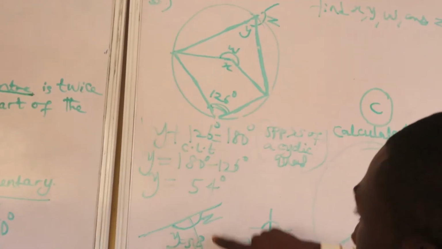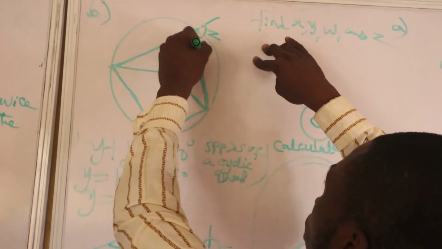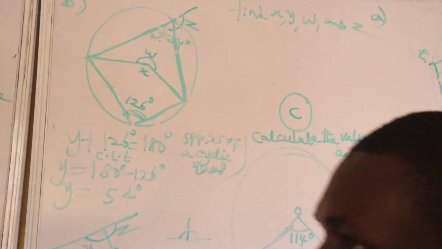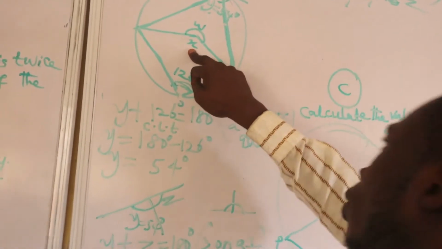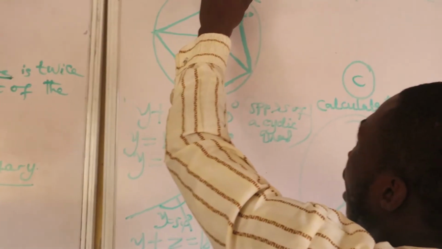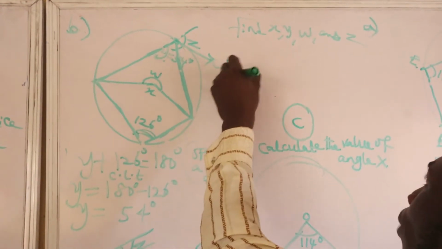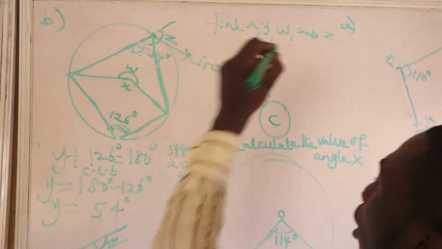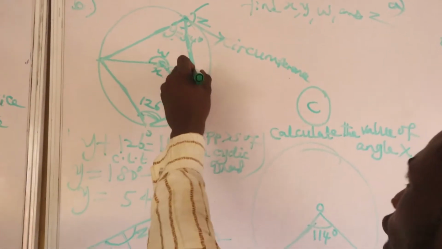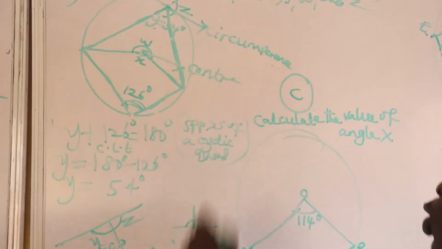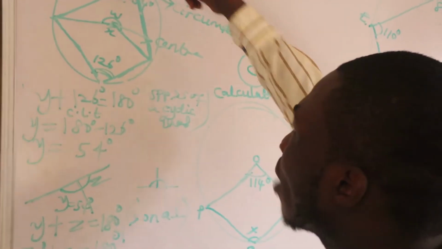So we have gotten y and z. My y is 54 degrees. Now, since you've gotten y, I can easily get x. You know why? If you remember theorem 1, at this point here, x, that I'm trying to obtain now, this is the center and this is a circumference. So remember your theorem 1 that states, angle at the center is twice whatever you have at the circumference.